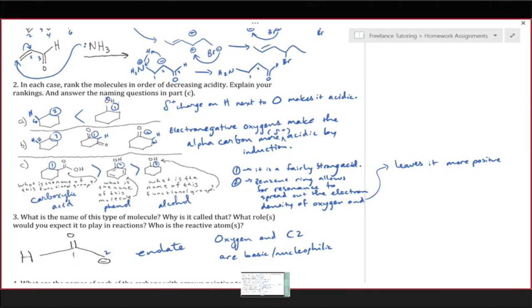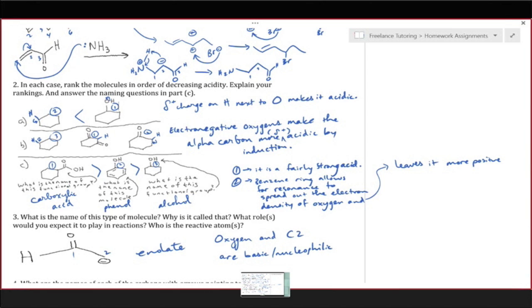Resonance would help. Once that hydrogen is lost and the electrons are received as a formal negative charge on the oxygen, the carboxylic acid then can spread out that negative charge through resonance with the neighboring carbonyl, whereas the alcohol could not spread out that negative charge but would have to hold it.